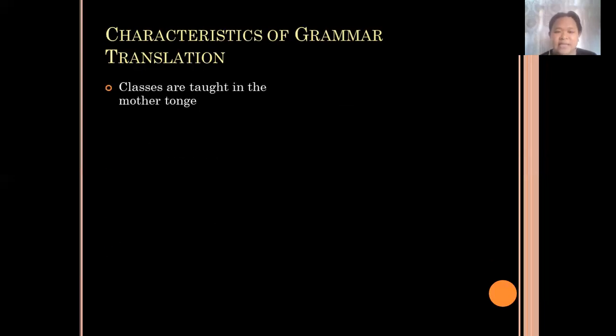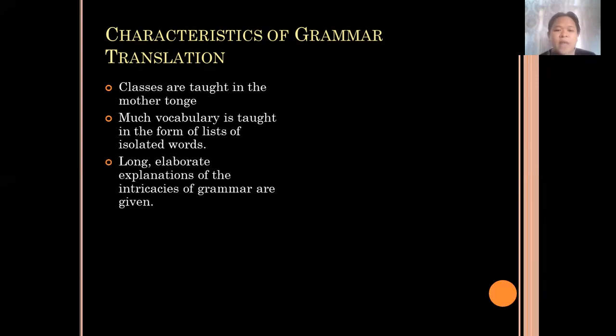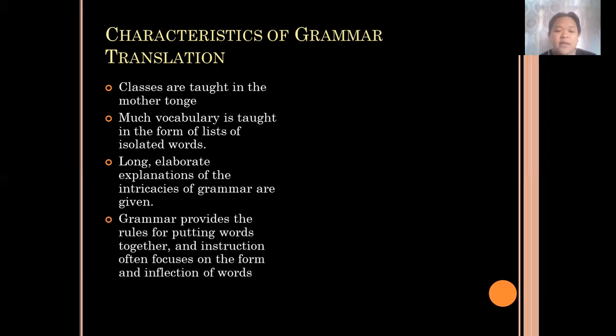Okay, the next is the characteristics of grammar translation. The first is classes are taught in the mother tongue. The next one is much vocabulary is taught in the form of lists of isolated words. The next one is long, elaborate explanations of the intricacies of grammar are given. The next one is grammar provides the rules for putting words together, and instruction often focuses on the form and inflection of words.